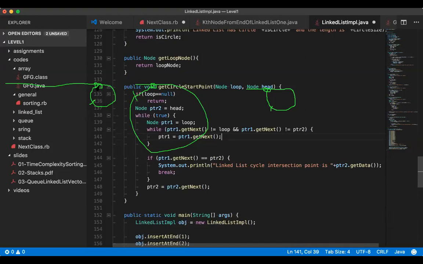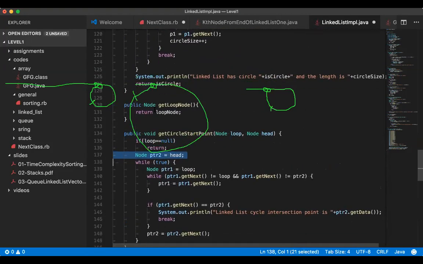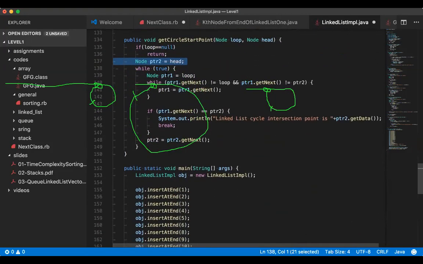Correct? Yes. Praveen, how are we initializing the pointer in the loop? Initializing the pointer, you mean which line? Can you say which line? Line number 137, which line are you talking about? Oh, okay. Nikhil, anything? No, that's it.